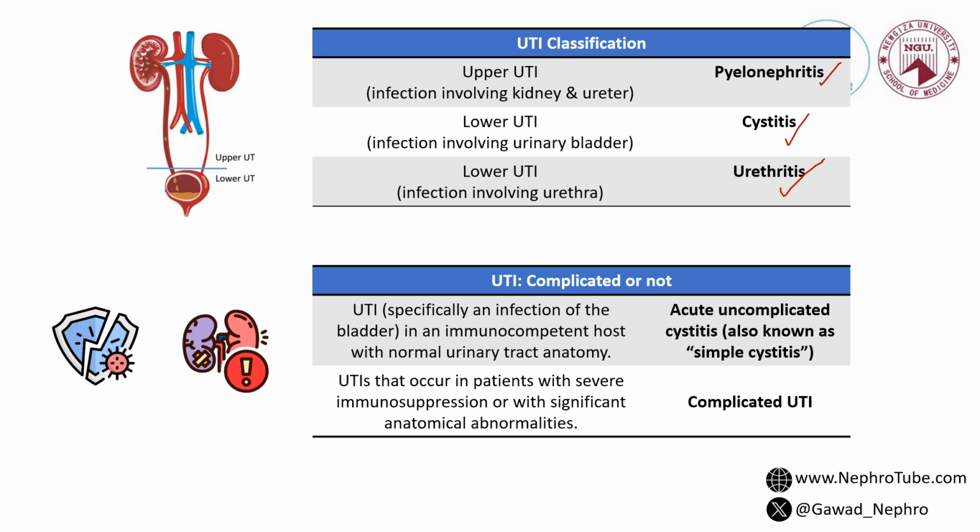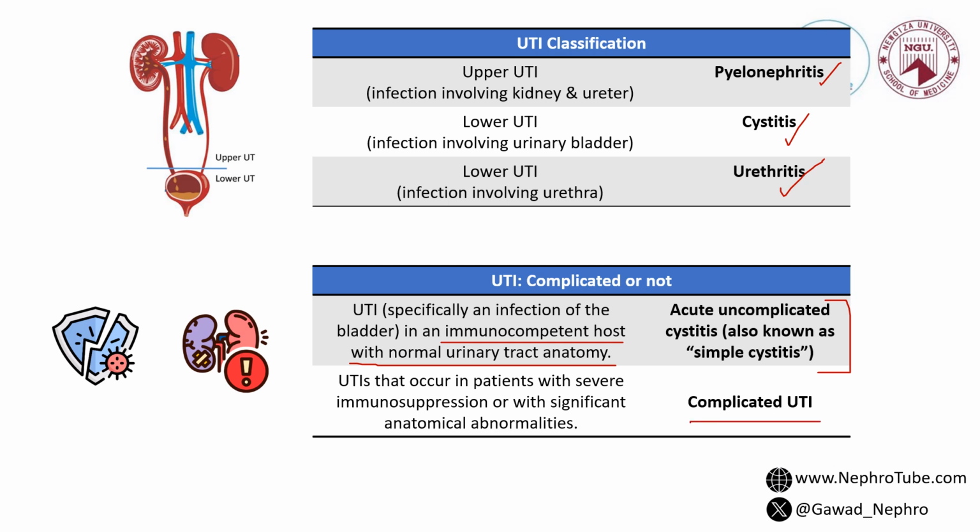What are the other terminology or classification that we need to know in urinary tract infection is to know whether the urinary tract infection is complicated or not. We say acute uncomplicated cystitis, or it is also called simple cystitis, if the UTI, especially if it is in the bladder, is in an immunocompetent host with normal urinary tract anatomy. There is no abnormality in the urinary tract and the patient is not immunocompromised. The patient has good immunity and a good urinary tract. We will call it acute uncomplicated cystitis.